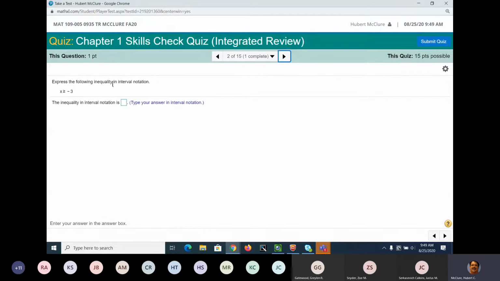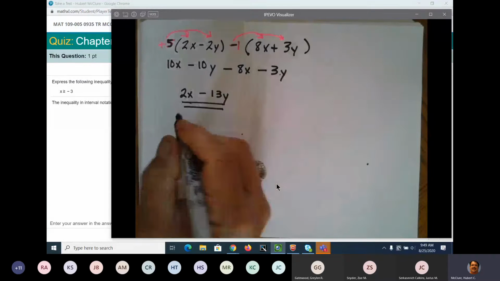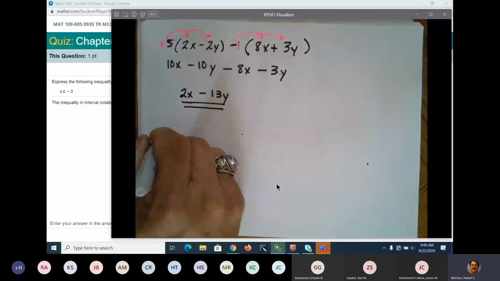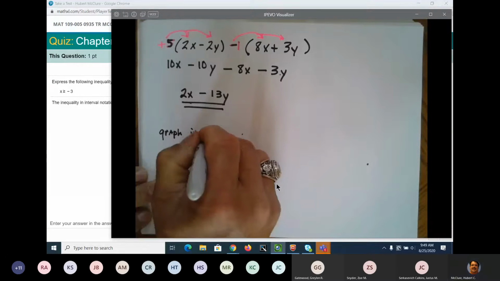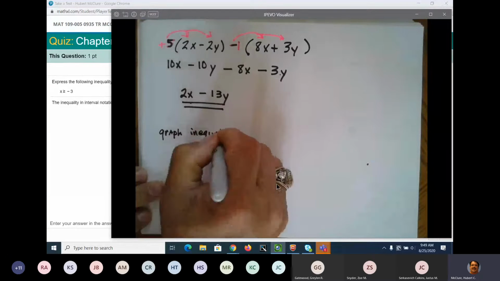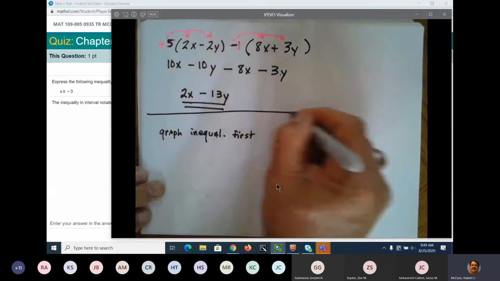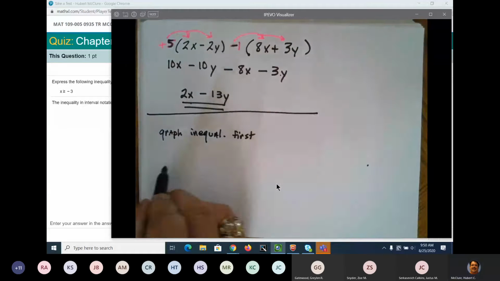Express the following in interval notation. Now, the biggest thing here is people forget interval notation. Interval notation is, well, let's just graph it first. You always graph the inequality first. If you're given an inequality and they tell you to do something to it, the first thing you want to do is graph it.